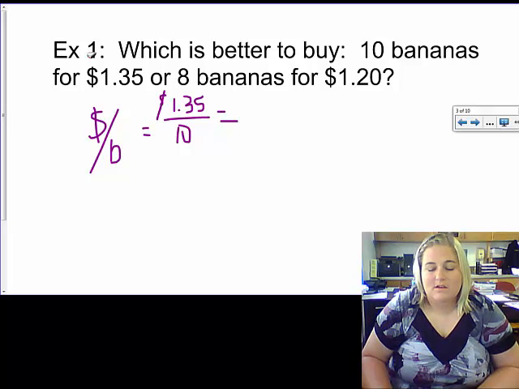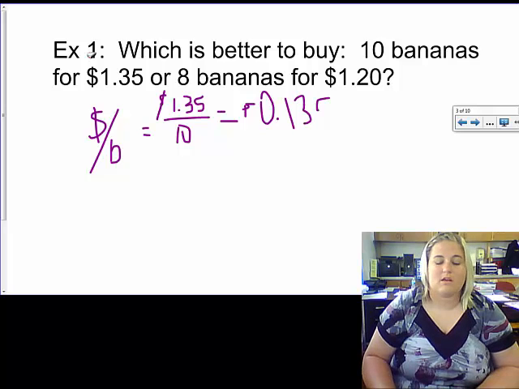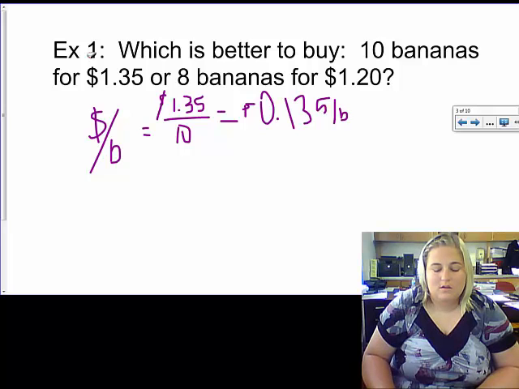So I'm going to plug in the numbers that I have. The first one is $1.35 for 10 bananas. So if I reduce this to a price per banana, let me get my calculator out here. Actually, I really shouldn't need it because it's 10. So this would be the same as 13.5 cents per banana. Okay, this is my per banana there.